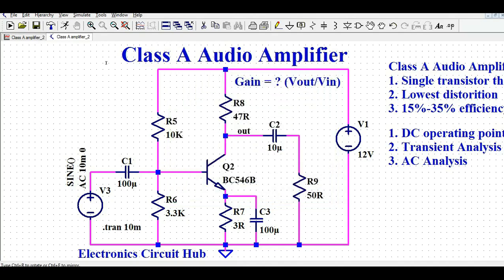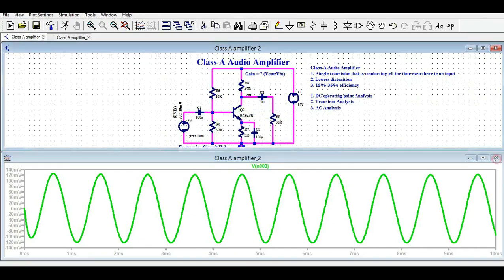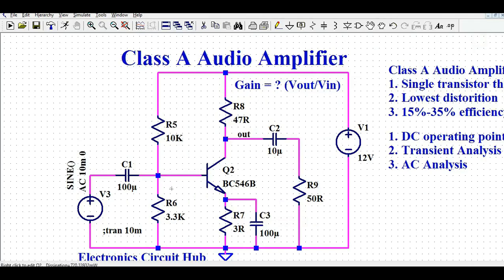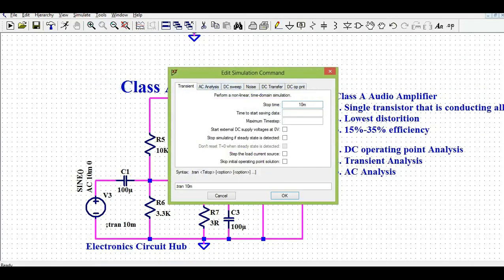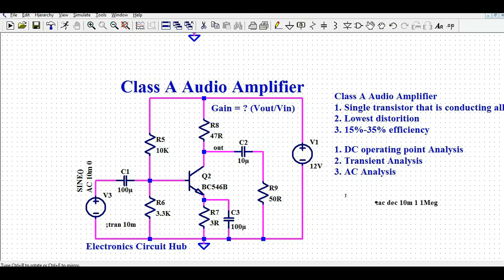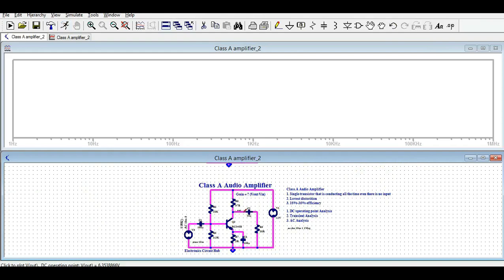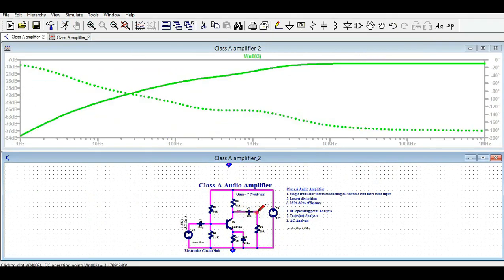Now you can see the frequency response for this circuit. No analysis found, there's something wrong, I don't see anything. Go to Edit Simulation Command, go to AC, type of sweep decade, start 1 hertz, stop 1 mega. Then click OK, place it somewhere here, and yeah, bingo. You can see something like this.